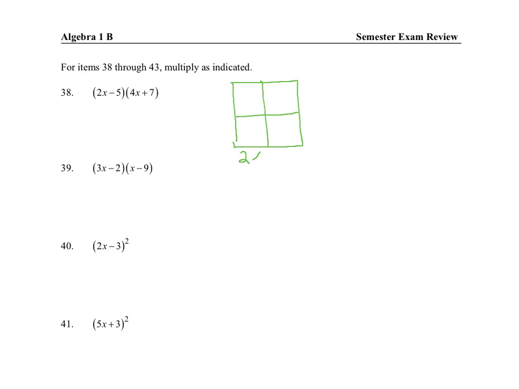I'm going to have 2x down here, minus 5, and 4x, plus 7. Well, 2x times 4x is 8x squared. 2x times 7 is 14x. Negative 5 times 4x is negative 20x. And negative 5 times 7 is negative 35. So what we get is 8x squared, 14x minus 20x, which is negative 6x, and then we have our negative 35.